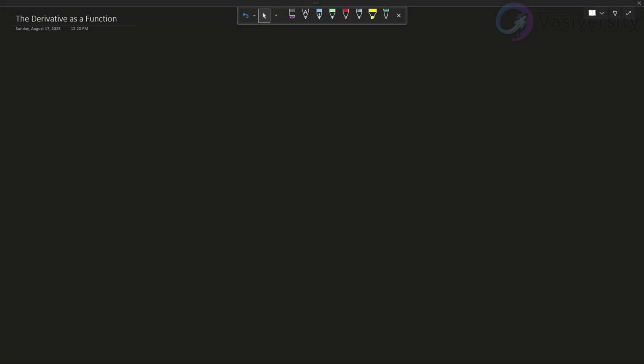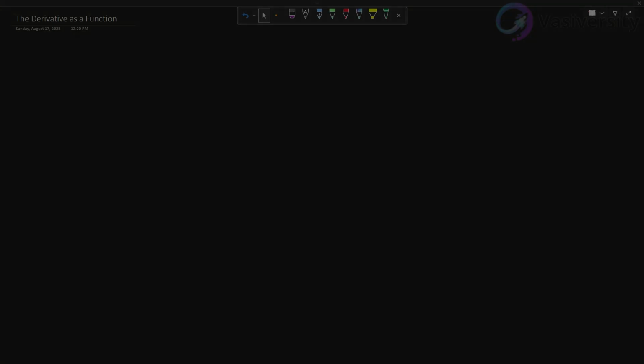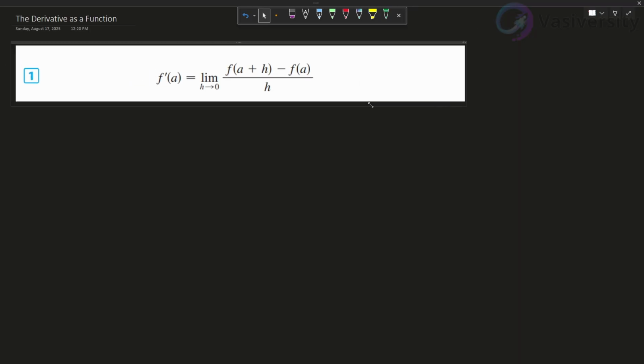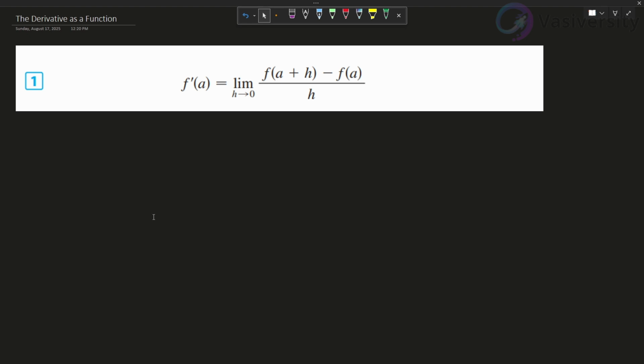So, we're going to be continuing talking about derivatives, and today we're going to talk about the derivative as a function. Recall last time we learned the definition of the derivative as the limit, specifically the following limit: f prime of a is equal to the limit as h approaches 0 of f of a plus h minus f of a, divided by h.